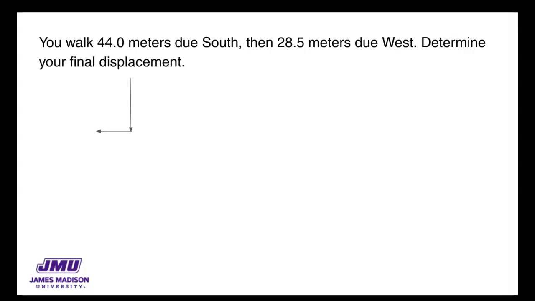Determine your final displacement means, well, you started up here and you finished over here, so you need a straight line vector that represents that. That red arrow is your final displacement. And now that I've sketched it, I see that that final displacement is a hypotenuse of a right triangle. I'm going to label the angle inside, theta, and I'm going to do some calculations to find the magnitude of the hypotenuse and the magnitude of the angle.